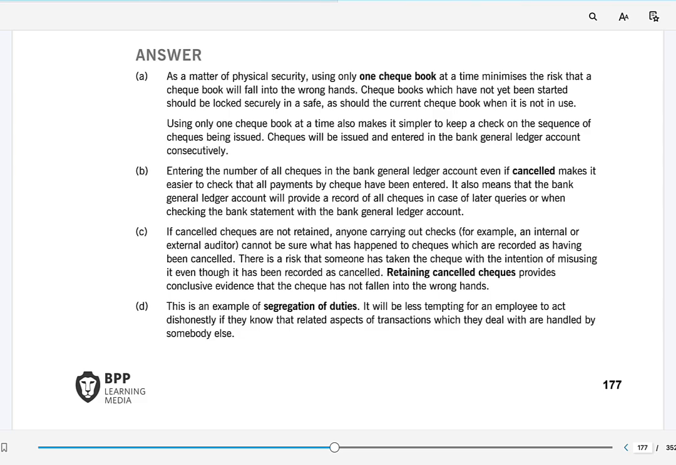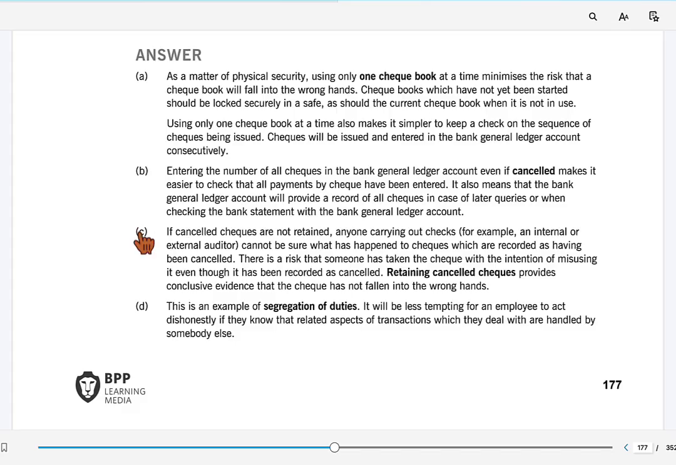Third reason, it helps bank reconciliation. Bank reconciliation compares the business records with the bank statement. If check numbers are missing, reconciliation becomes difficult. If check numbers are complete, reconciliation becomes easier. So this control supports accuracy and completeness.